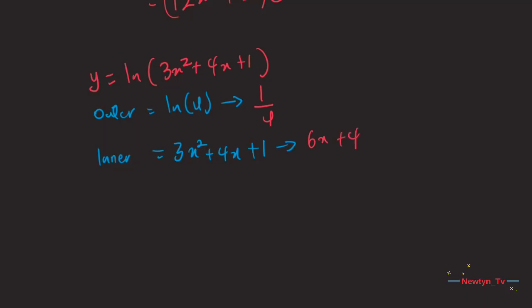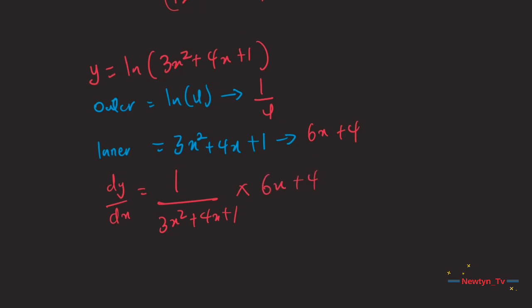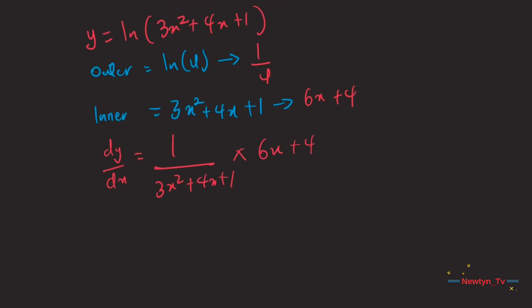Now, when we are done with this, we can use the chain rule to do that. Now, our chain rule, we have dy/dx should be equal to 1 on 3x squared plus 4x plus 1 multiplying 6x plus 4. Now, when we multiply this, we should get 6x plus 4 divided by 3x squared plus 4x plus 1.